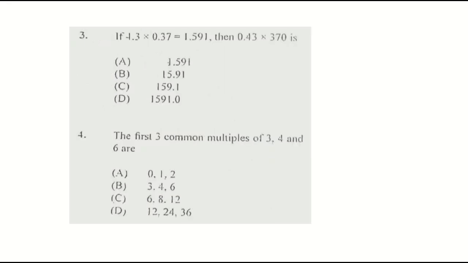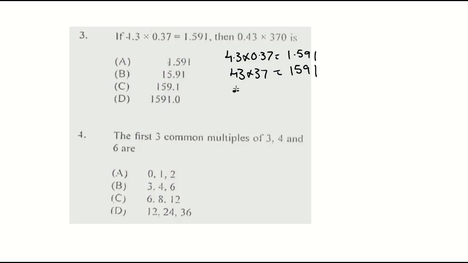This one was also a similar question. However, you need to pay attention, because they kind of try to trick you here. Alright? 4.3 multiplied by 0.37 is 1.591. Which we know would be, so 43 times 37 is 1591, and they shift the decimal 3 places.